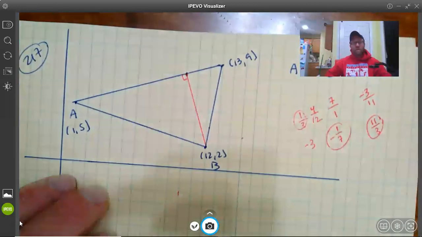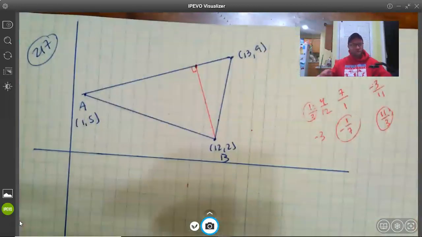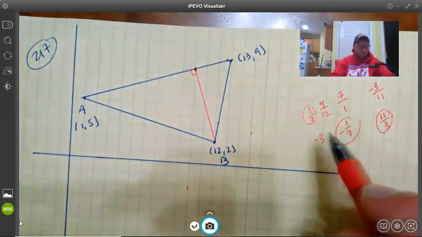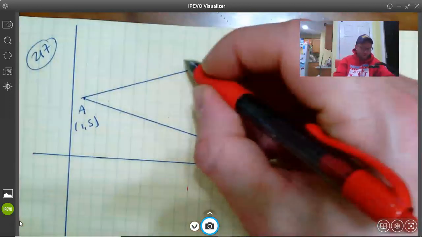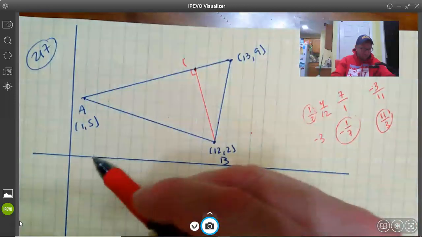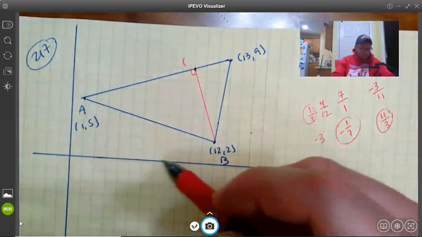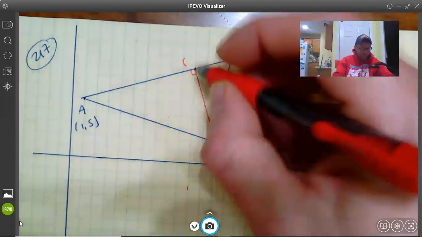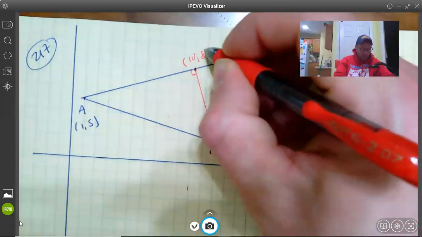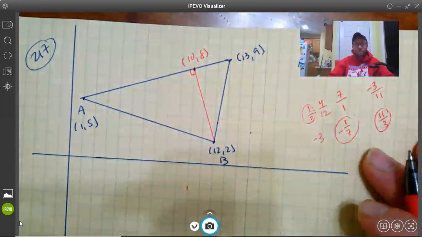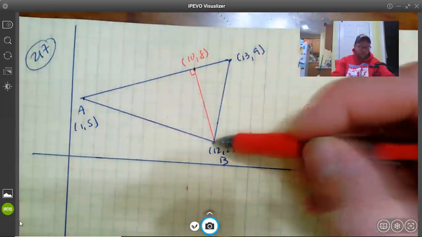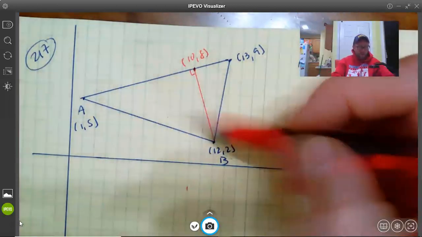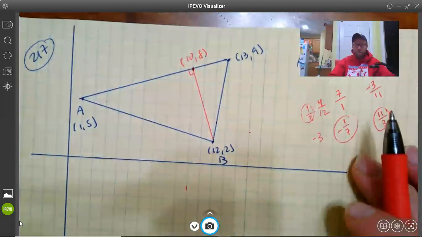So it just so happens that the height of the triangle measured at this point intersects the base at whole number coordinates. Let's see what are those whole number coordinates. 1, 2, 3, 4, 5, 6, 7, 8, 9, 10. 1, 2, 3, 4, 5, 6, 7, 8, 10, 8. There we go. So now we'll just have to find this distance and that distance and plug them into our formula. So let's see.